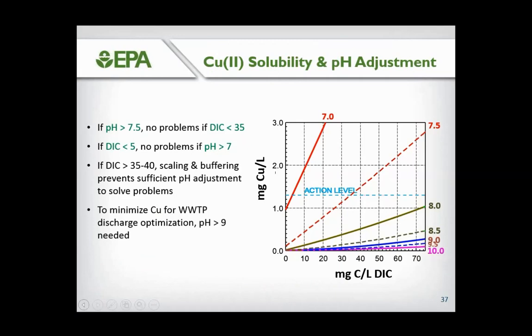Casting it a little different way, looking at it in terms of dissolved inorganic carbon concentration, you can see where the action level is 1.3 milligrams per liter. You can see at low DICs, a little bit of pH adjustment will do just fine. You'll never have a copper problem. At higher DICs, even a lot of pH adjustment won't help, and you'll run into a barrier because of scaling, because of the hardness in the background water before you'll be able to control it by alkalinity control. So the other thing that happens is if you have an issue with copper discharge and wastewater, it's really difficult to get copper levels very, very low without going to very high pHs.